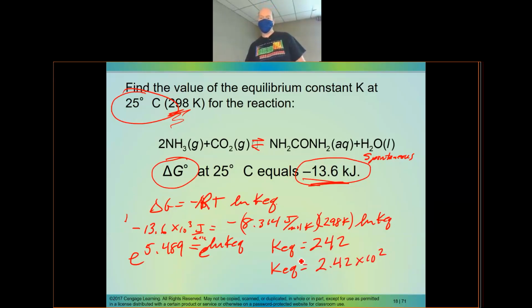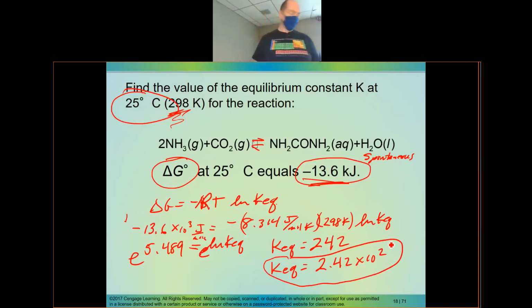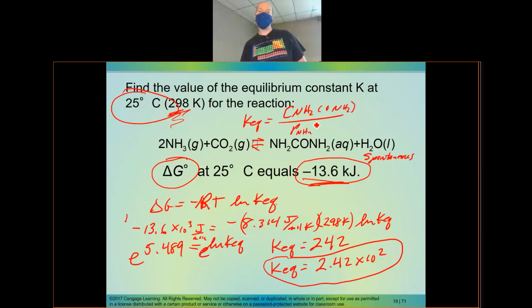All right, so this is a large KEQ, has a positive exponent, so it is 242. That is greater than 1, so that is then a large KEQ value. That means you have more products than reactants. And we also have the setup. We already did that setup. Remember, the KEQ here was your concentration of NH2CONH2 over your pressure of NH3 squared and your pressure of CO2. So that one had the mixture of both molarity and atmospheres in it.